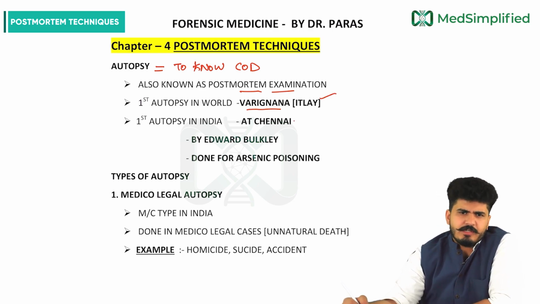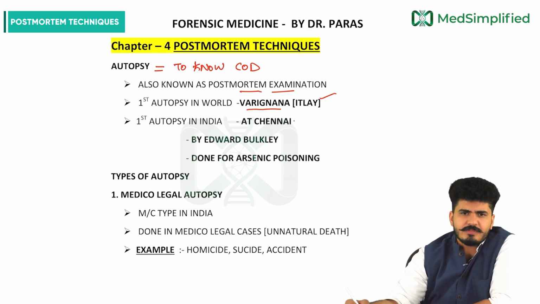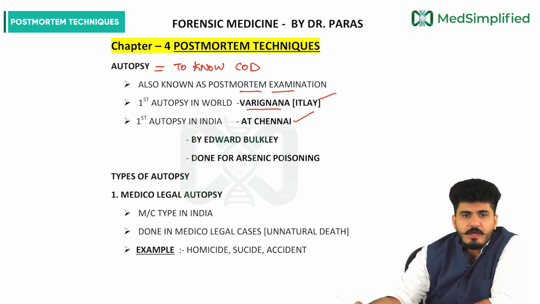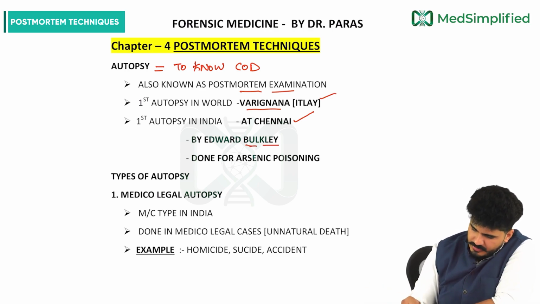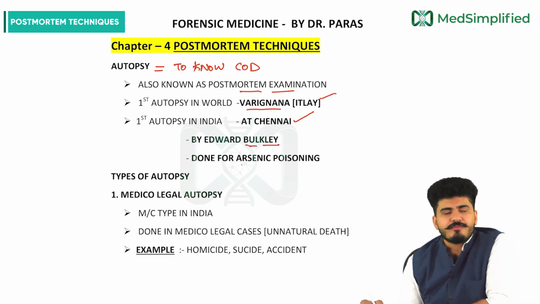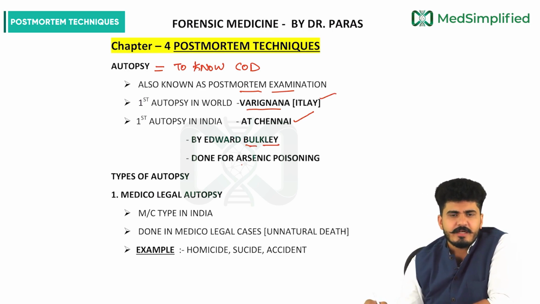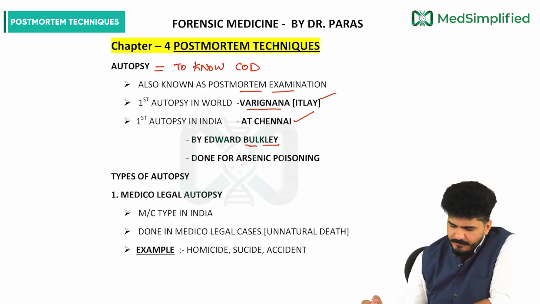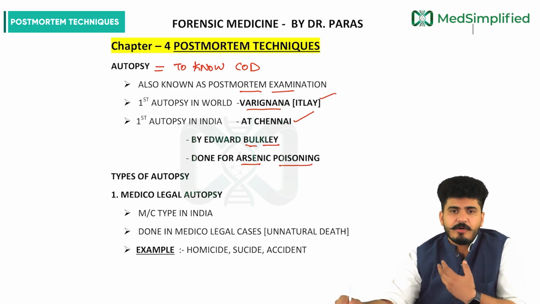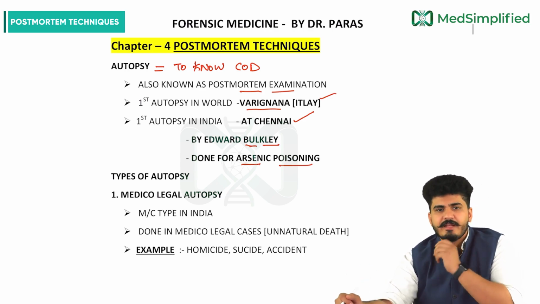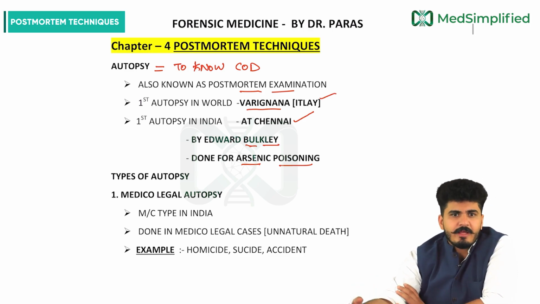In India, where did the first autopsy happen? The first autopsy happened at Chennai. Who did that? Edward Bulkley. Edward Bulkley was the first person who performed an autopsy at Chennai, my dear friends. And what case was the autopsy done for? It was done for arsenic poisoning. In the poisoning chapter, we are going to discuss arsenic poisoning in detail. But in India, it was at Chennai by Edward Bulkley, done for arsenic poisoning.